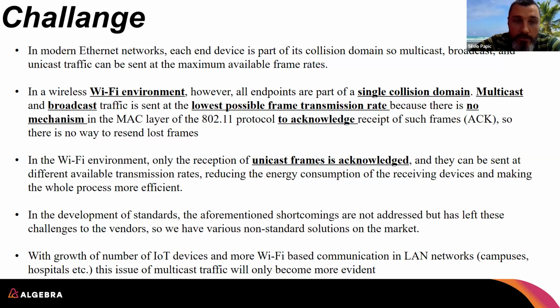And because of this issue, the nature of this traffic, and there are practically no standardized mechanisms, multicast and broadcast traffic is treated the same, and it's sent at the lowest possible rate, because there is no mechanism of acknowledging that something was received or not. Only unicast frames are acknowledged in wireless environments, so they can be sent using different speeds, different transmission rates, and so on. This also reflects on the energy consumption, which is, of course, very important if we are talking about mobile phones and laptops and so on.